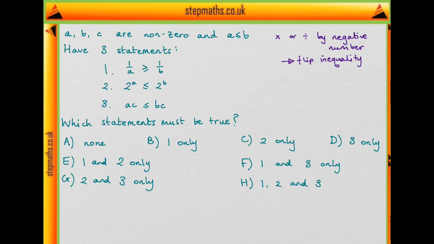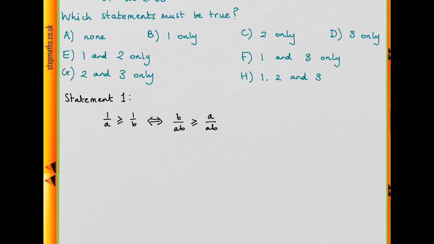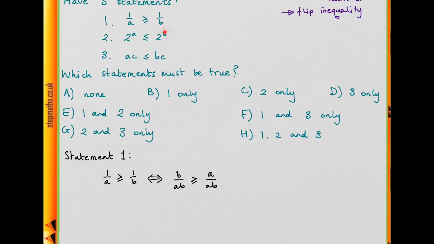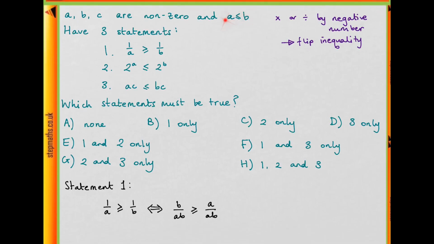So first, if I look at the first statement, we have that 1 over A is greater than or equal to 1 over B, and that's the same as saying B over AB, which is the same as 1 over A, is greater than or equal to A over AB, which is the same as 1 over B. And if you look at the information we're given, we know that B is greater than or equal to A, but this would only be true if we hadn't flipped the inequality sign when we divided through by AB, i.e. if AB is not a negative number.